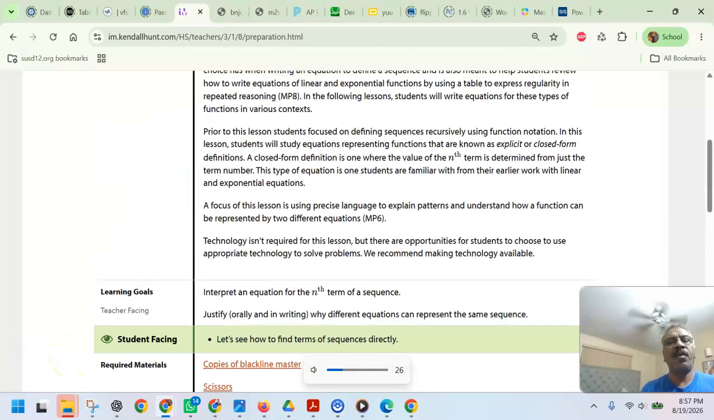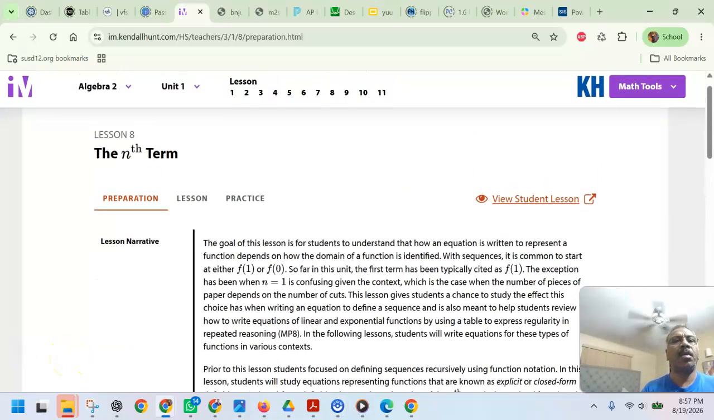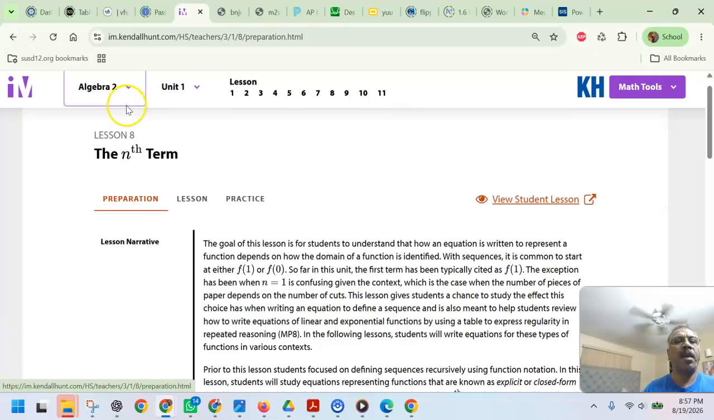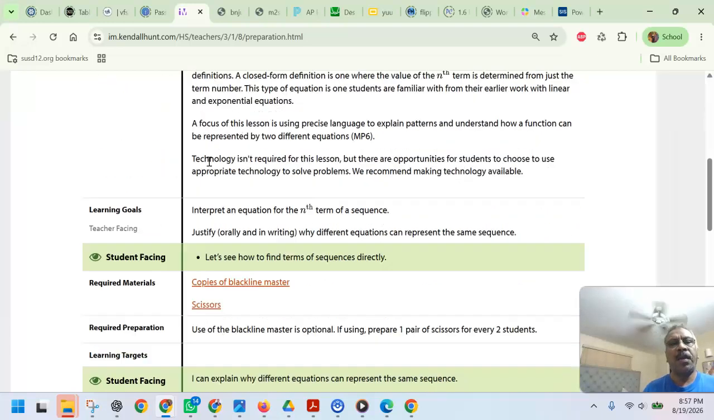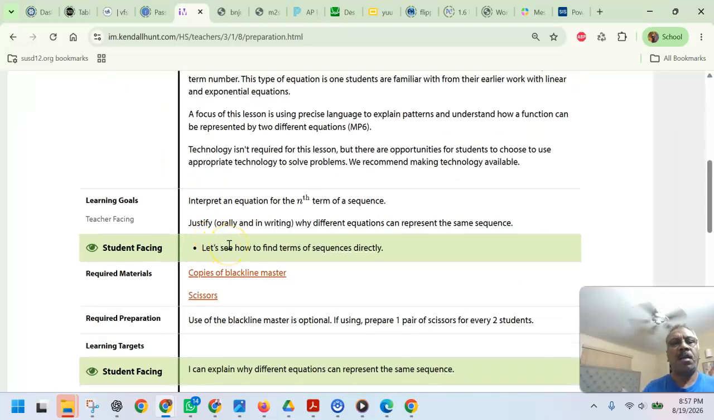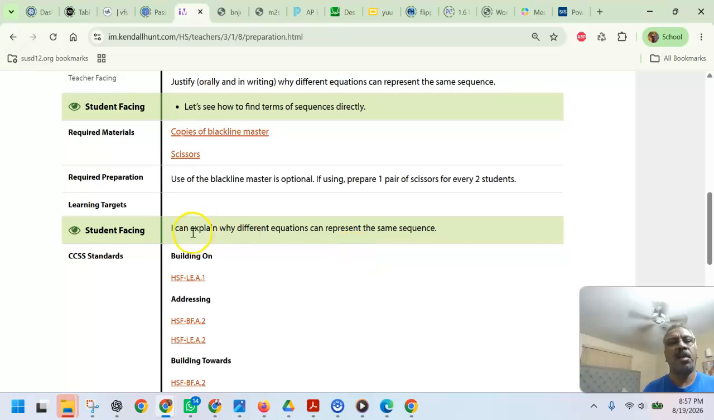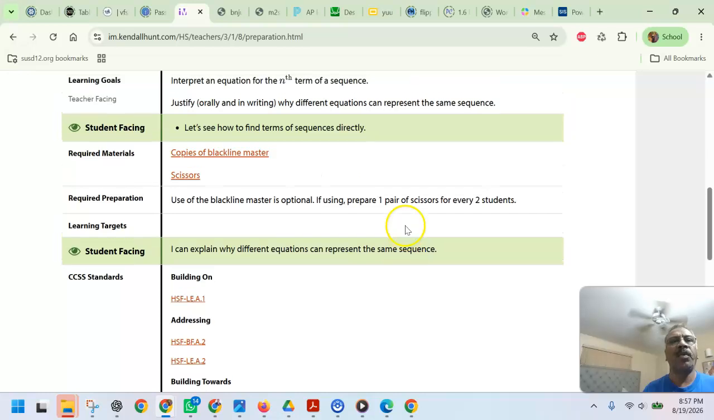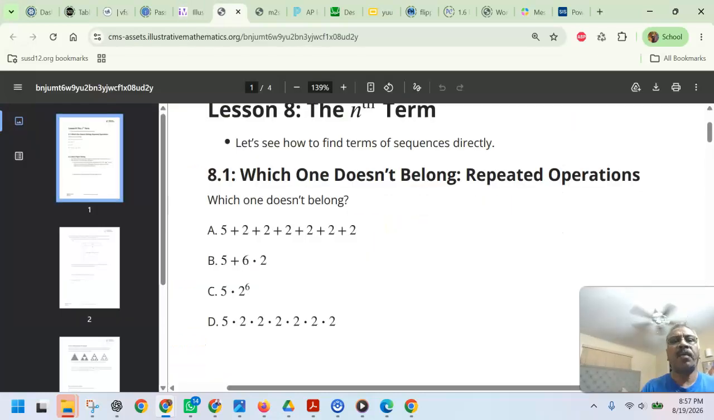Okay, students, this video is on Algebra 2 Unit 1, lesson number 8, the nth term. So the goal of the lesson is, let's see how to find terms of a sequence directly, and also how we can write two different equations that represent the same sequence. So the student's task is given here, 8.1.